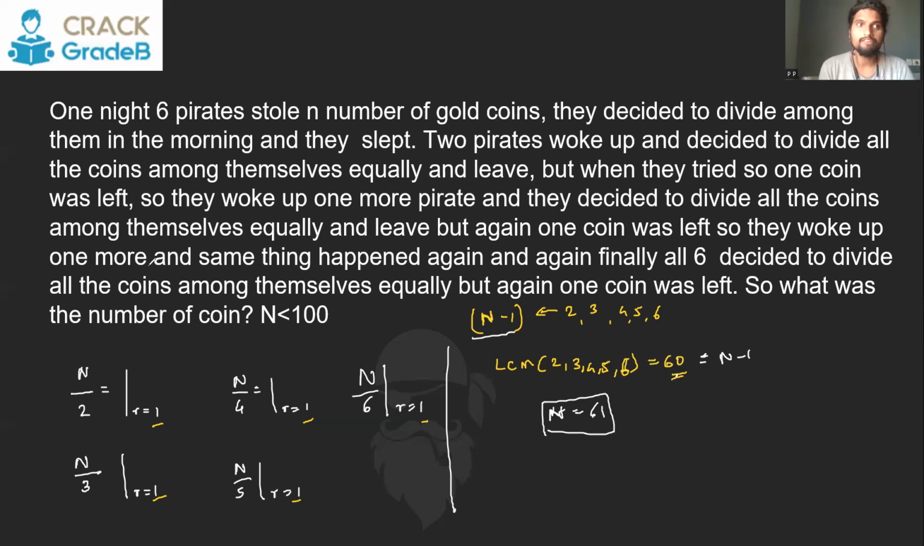Okay, so this is again one of the very typical types of questions. They don't ask in the form of pirates, but they ask in terms of a normal question: what is the number n which when divided by 2, 3, 4, 5, 6, the common remainder is 1?